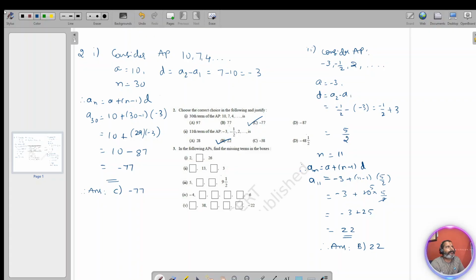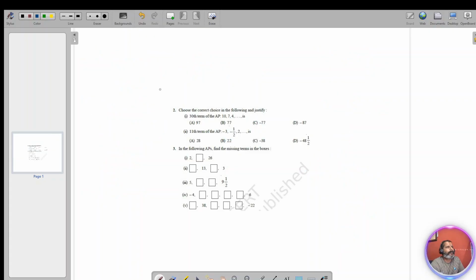We will move to the next question. Third main, first one: find the missing terms in the following boxes. They are said to be in AP. So you have to know how an AP looks: a, a plus d, a plus 2d, a plus 3d. This is the first term, this is the second term, this is the third term, this is the fourth term.